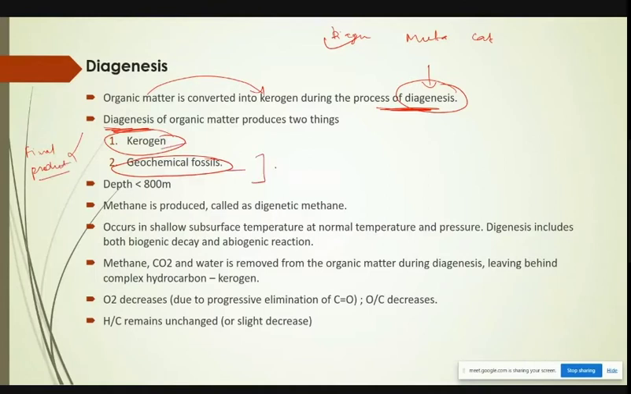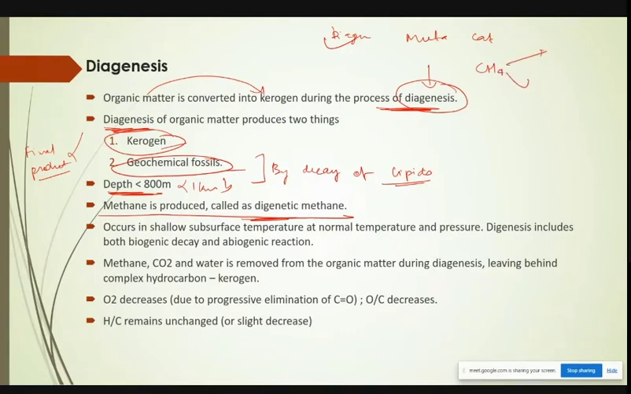Geochemical fossil, how do we get that? By decay of lipids. And diagenesis is restricted up to a depth of 800 meters or say 1 kilometer. Further, methane is produced during diagenesis, and that methane is called diagenetic methane. Methane can be produced both ways, during diagenesis as well as during catagenesis. If it is produced during diagenesis, it will be called diagenetic methane, and if it is produced during catagenesis, it will be called catagenetic methane.